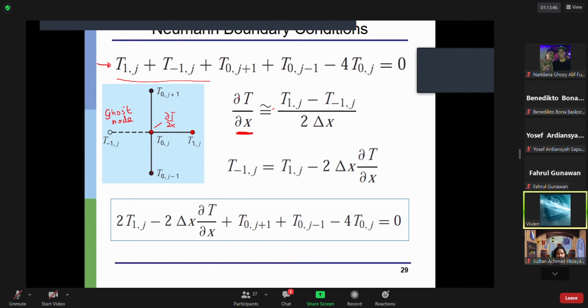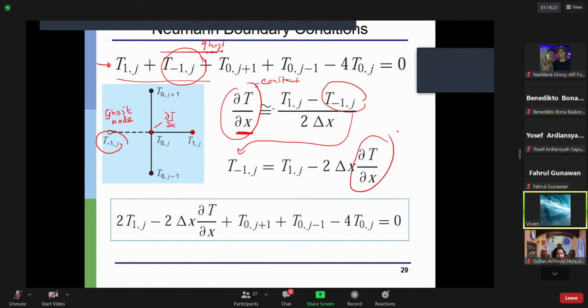Now, because we have this slope defined, for example provided as a constant value since we use Neumann boundary condition, we can substitute the value of T-1j, the ghost node, with the value obtained from the gradient. So T-1j will be equal to T1j minus 2 times delta x times the gradient, which is provided as a boundary condition.